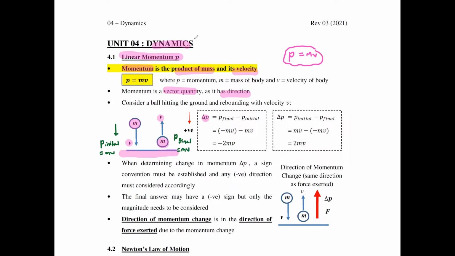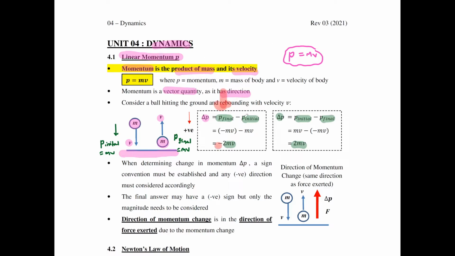Now, when you want to find the change in momentum, it doesn't matter whether you take the final momentum minus the initial or the initial minus the final. In general, you will tend to get back the same magnitude of answer. The difference is that you might end up with a negative sign. So let's just look at this one first.